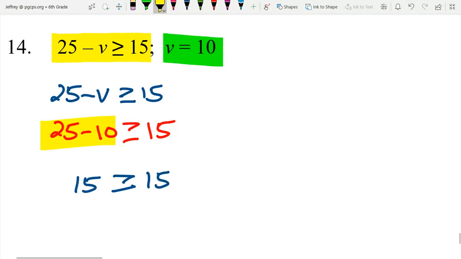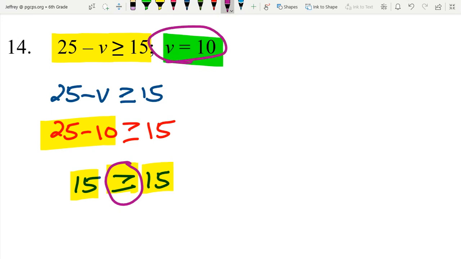Now let's read it. Is 15 greater than or equal to 15? And the answer is absolutely. 15 is not greater than 15, but 15 is equal to 15. And our inequality statement states that it should be greater than or equal to. So 15 is equal to 15, so it satisfies the inequality statement. So v equals 10 is a solution to the inequality. Easy.